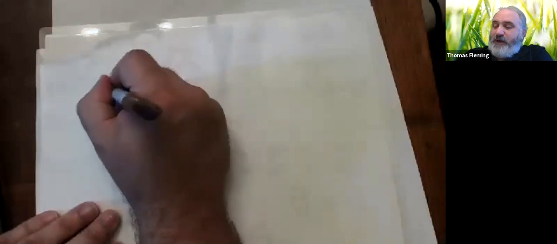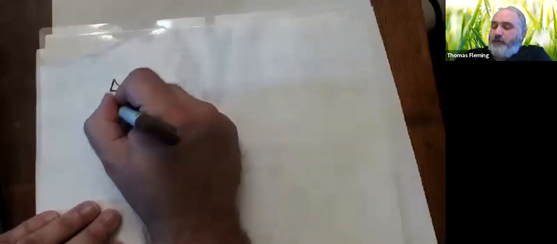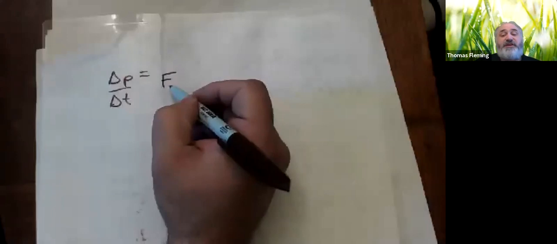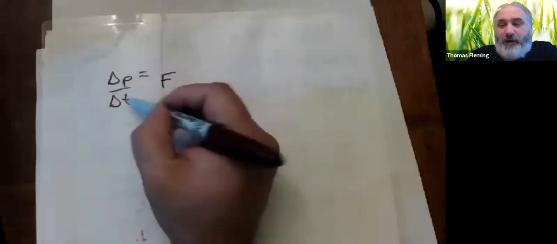Because what we found with linear momentum was that the rate of change of your linear momentum was your force. This is actually how Isaac Newton originally defined forces in his original book. This is called the impulse momentum theorem. We talked about it in chapter 8.